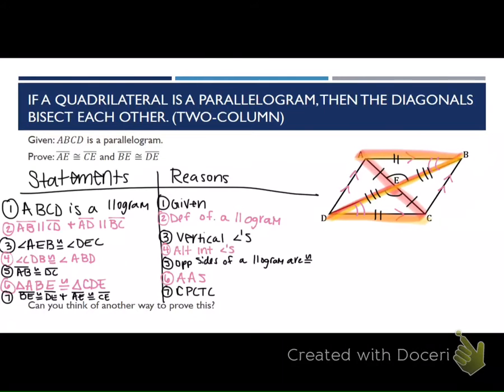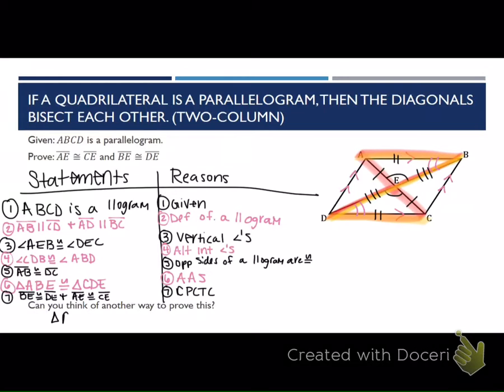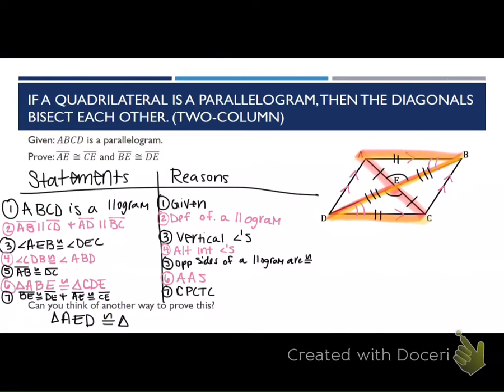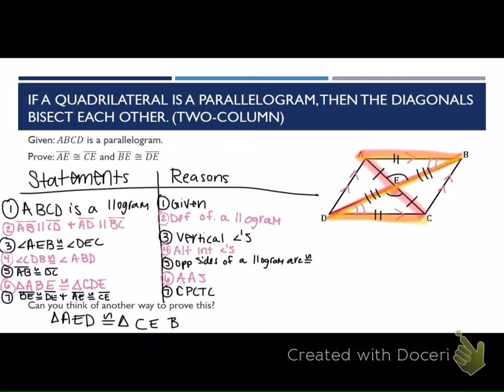Could we have proven this another way? Do you see any other triangles in there? Yeah, the other two. We could have proven triangle AED congruent to, I just got to figure out which angles are lining up here. D and B need to line up, I think. So it'd be CEB.